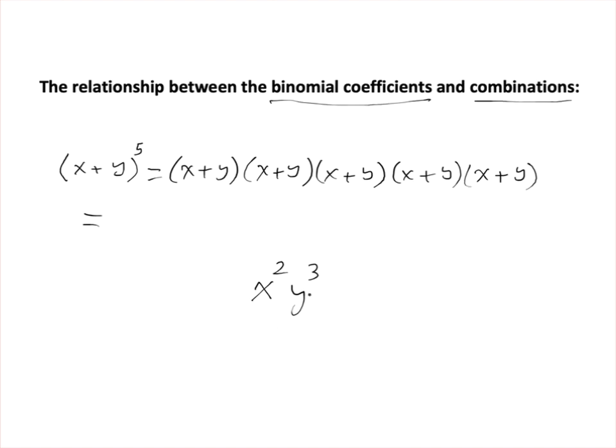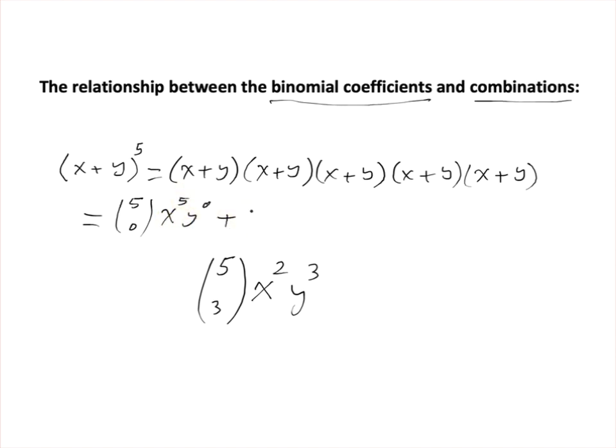So how many ways can I choose 3 y's out of 5? And that's where this combination comes in. And this is exactly why for the first one, you choose no y's, so 5 choose 0. And now we give you x to the 5th power, y to the 0.